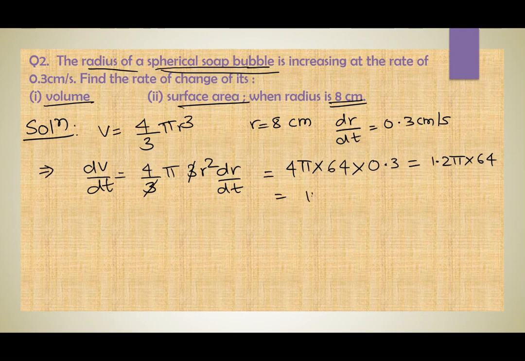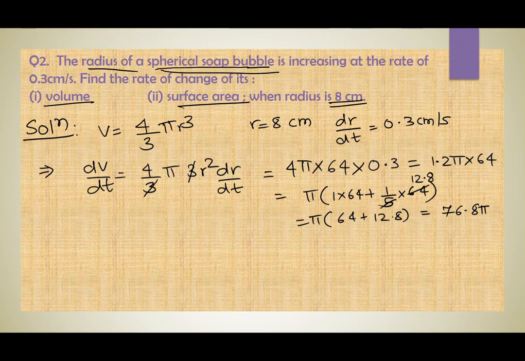Now let me make this easy for all of you. This is going to be 1 into 64 plus 0.2 into 64. 0.2 can be written as 1/5 into 64. थोड़ा फास्ट कैलकुलेशन करने के लिए मैं ऐसा लिख रहा हूँ. Now this is going to be 12 5s are 60 and 4 carry, 5 8s are 40. Okay. So this is coming out to be pi into 64 plus 12.8. मेरा आंसर आना चाहिए 76.8 पाई और यूनिट क्या रहेगा, सेंटीमीटर क्यूब per second.